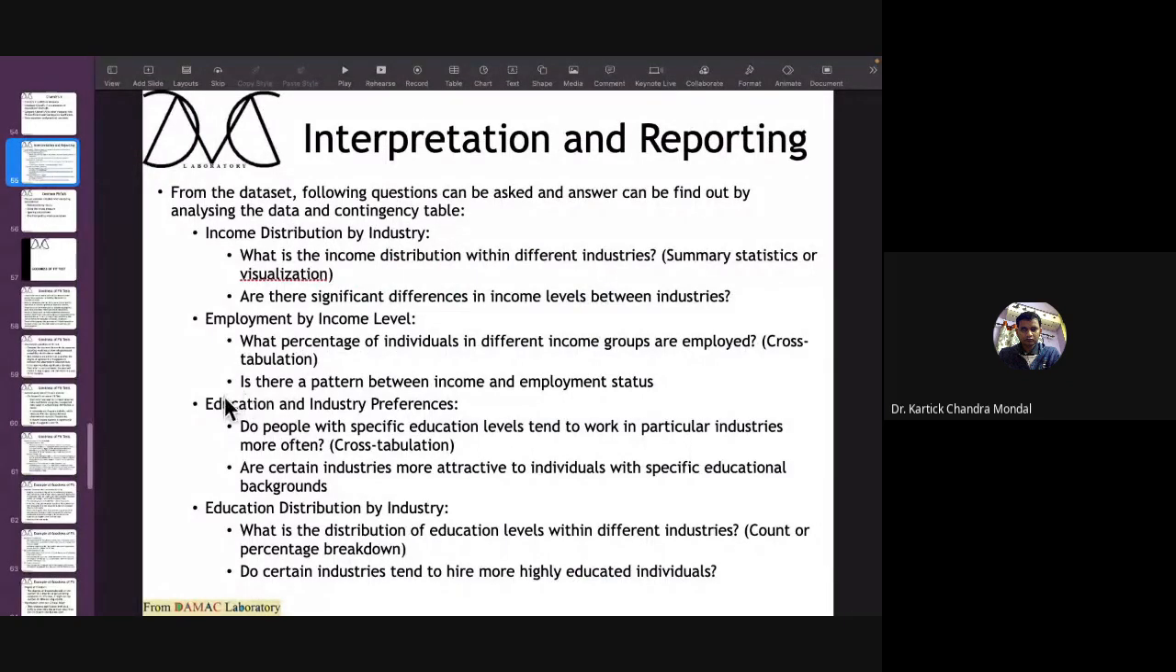So, education and industry preference. Do people with a specific education level tend to work in a particular industry more often or not? Okay. So, for example, you want to get an answer to a question like this. So, what you have to do? Again, a contingency table, but this time it is between education and industry.